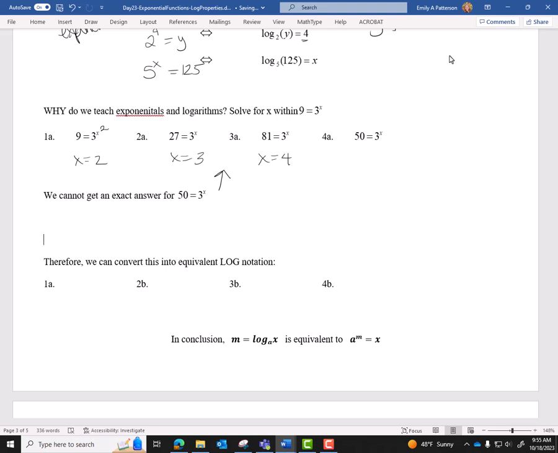But what we can do is convert this into log notation, and we can start to solve and possibly find a way to figure out x. 3 to the something somewhere between 3 and 4 would give us that answer of 50. So pause the video and I want you to convert each of these exponential functions into log form. For example, log base 3 of 9 is equal to my exponent. So pause the video and do that.